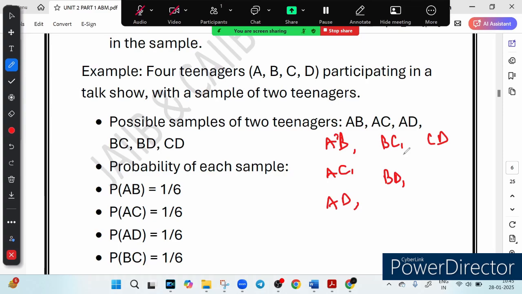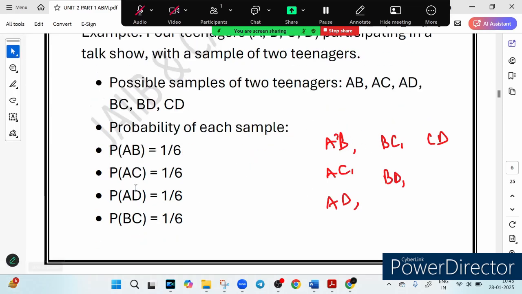So friends, with simple random sampling, each pair of teenagers has an equal chance of being selected. That is the main point. Whenever I say simple random sampling, it means that each sample, that is each pair of teenagers, has an equal chance of being selected. So the possible pairs are AB, AC, AD, BC, BD and CD. So what is the probability of selecting any one pair?